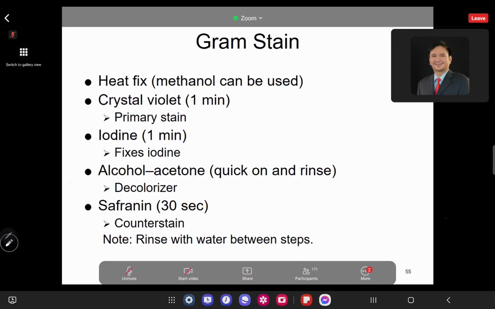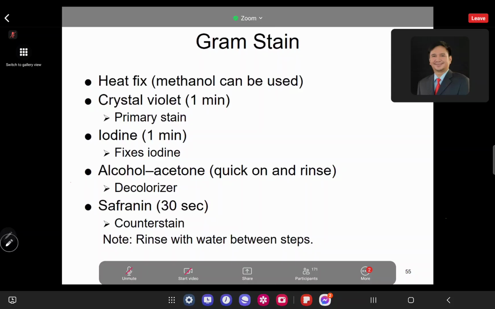So let's describe the gram staining technique, which is a critical method for differentiating bacteria based on their cell wall structure, especially the presence of the peptidoglycan layer. The first step is heat fixation. Why are we heating the bacterial smear? It will fix the bacterial smear to the slide. You could heat it using a Bunsen burner or using methanol.